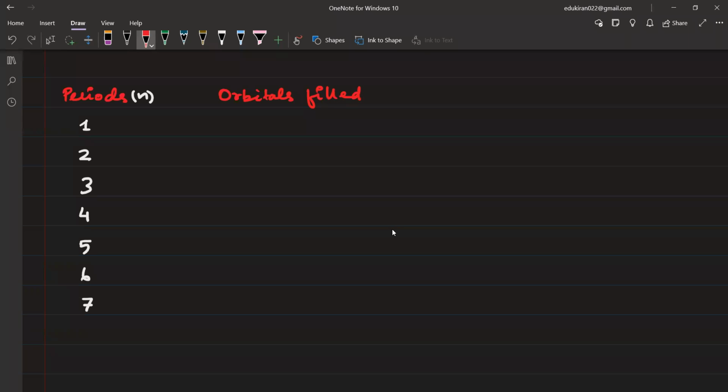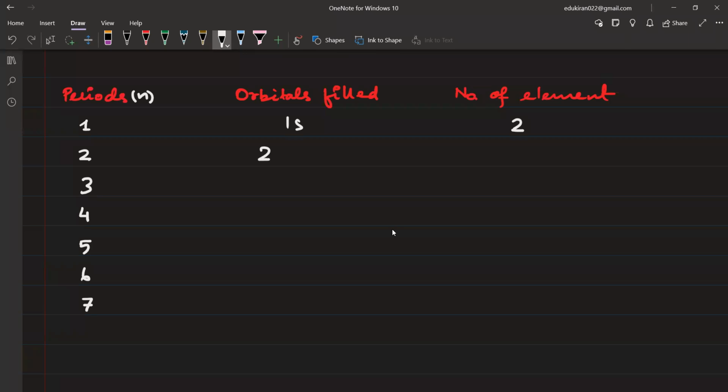Shell is your street, and inside it whatever homes you have, that is your orbitals, right? The subshells. And then there will be the number of elements in each of them. You can guess the number of elements by looking at the maximum number of electrons that can be filled in the orbital. For example, in our first period, we fill only the 1s orbital, and in the s orbital we can have only two electrons. That is why we will have just two elements.